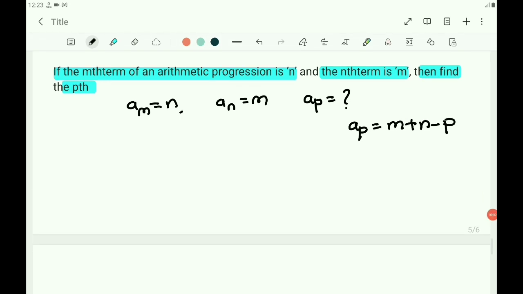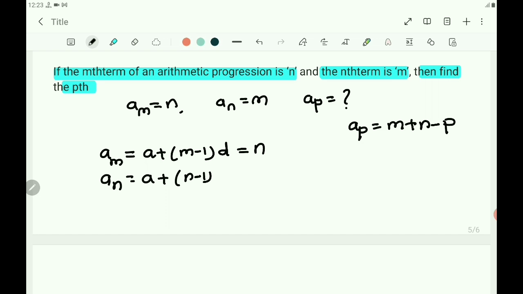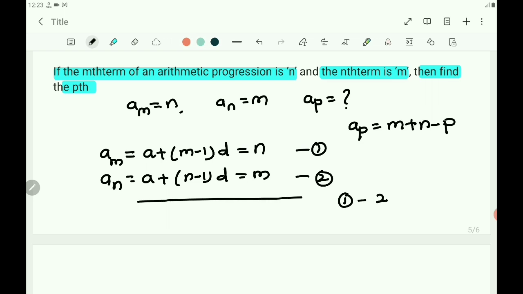Let us prove this. Write the formula for AM. AM is equal to a plus m minus 1 into d, which is equal to n. And AN is equal to a plus n minus 1 into d, which is equal to m. Consider this as first and this as second. So let us do first minus second. Let us subtract second from first.